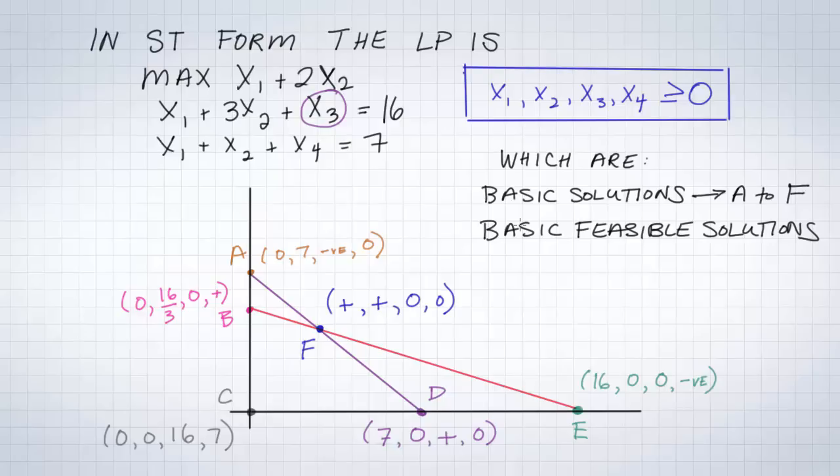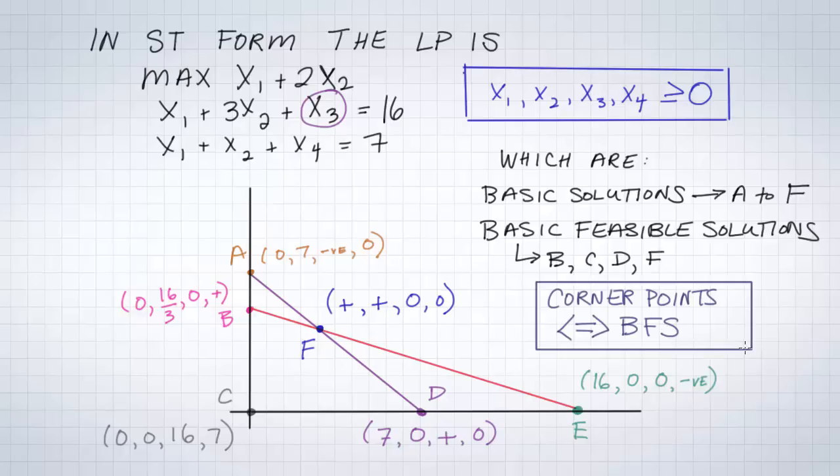But basic feasible solutions are only the ones that are basic and have non-negative values. So those are B, C, D, and F; A is not. The observation at this point is that the corner points are implied by BFS. So if a point is a BFS, a basic feasible solution, it's a corner point of the feasible region, and any point that is a corner point of the feasible region is a basic feasible solution. We haven't proven that, but we've shown it here.